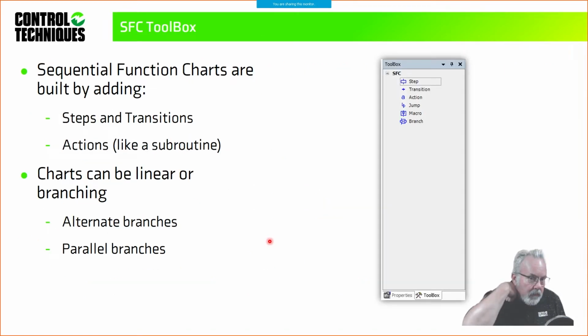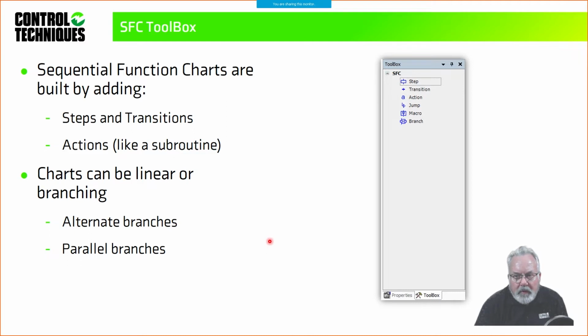So here we go. In Machine Control Studio, when you have a POU that you have configured to use Sequential Function Chart as the development language, you're going to build your chart by using steps and transitions.